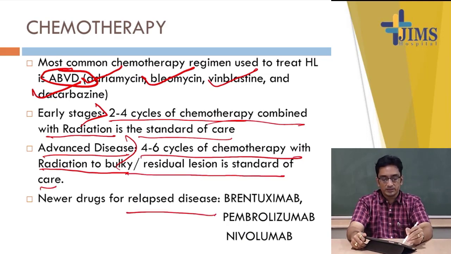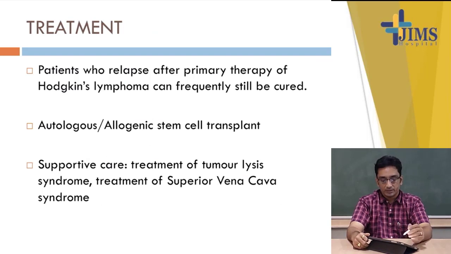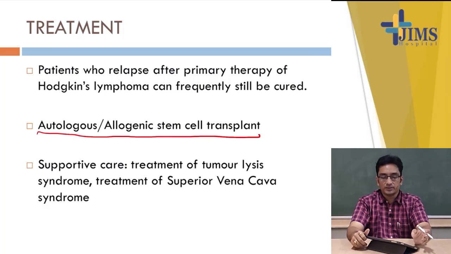For relapsed disease, newer drugs are coming in like brentuximab, pembrolizumab and nivolumab. Patients who relapse after primary therapy of Hodgkin's lymphoma can frequently still be cured. Also, there is autologous and allogeneic stem cell transplant, which is done with curative intent. Supportive care is mainly treatment of the complications because of the high cell load, complications like tumor lysis syndrome and superior vena cava syndrome.